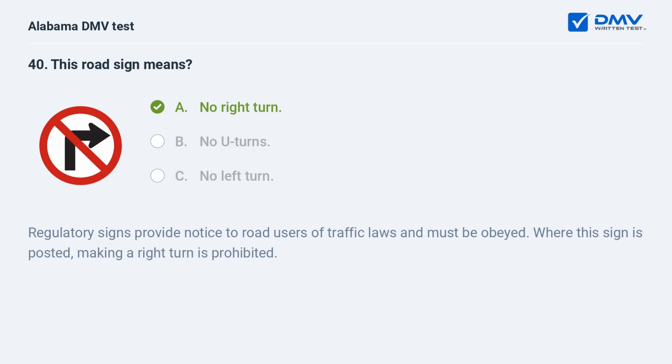Regulatory signs provide notice to road users of traffic laws and must be obeyed. Where this sign is posted, making a right turn is prohibited.